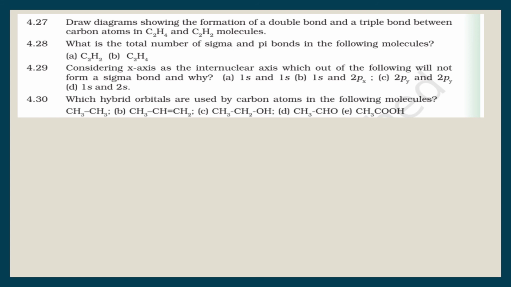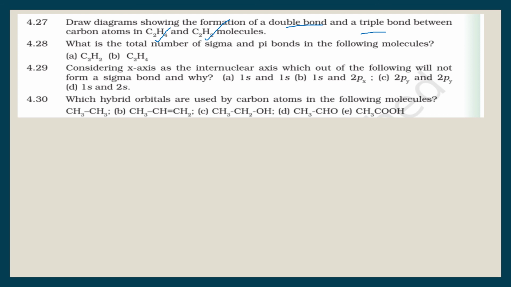Draw diagrams 4.27. Draw diagrams showing the formation of a double bond and a triple bond. You can take up the example of these two molecules, C2H4 and C2H2, as I explained in the presentation. In C2H4 you will show a double bond, with sideways overlap once, and in C2H2 it has to be a triple bond. So sigma bonds between carbons and hydrogens, and then 2 pi bonds.